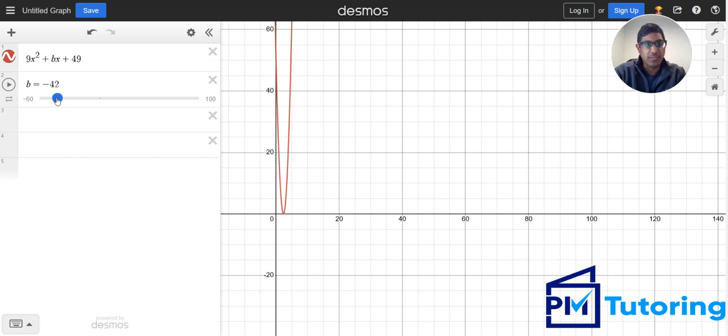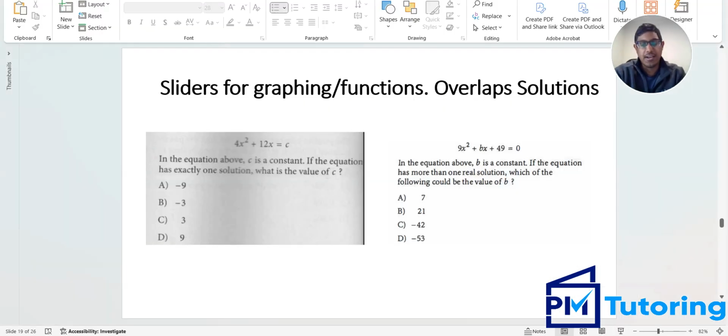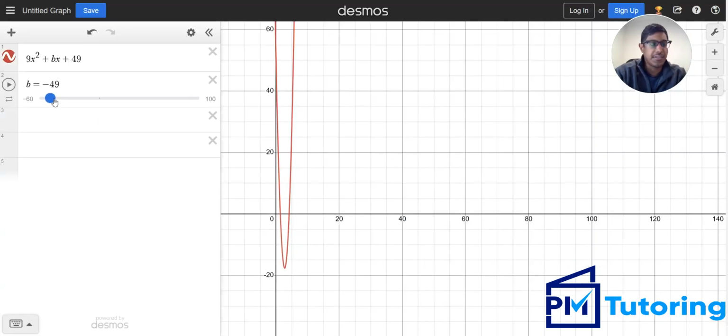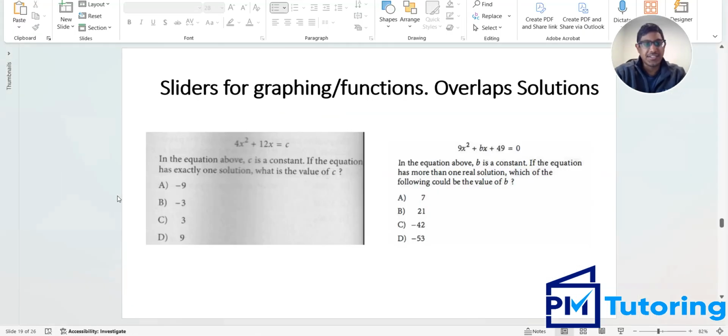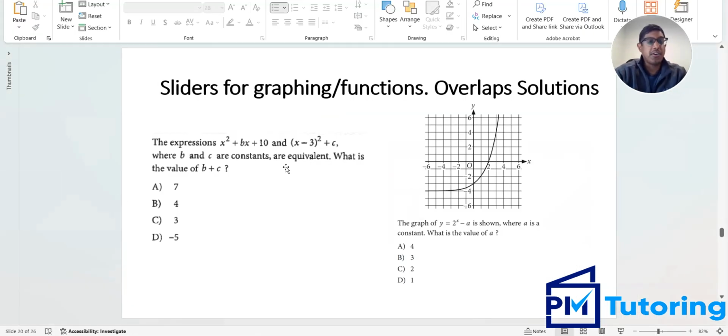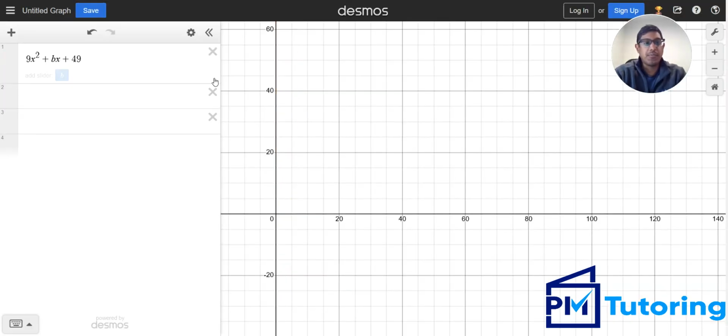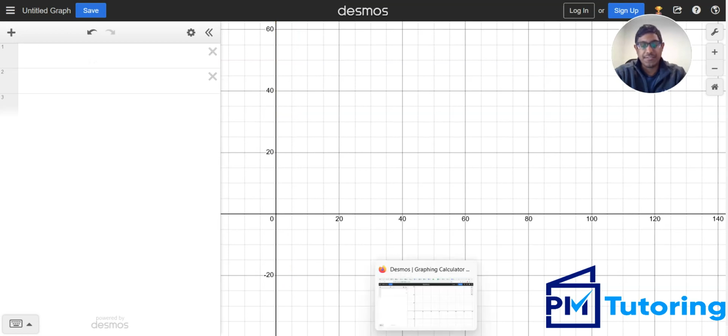So we know that more than one solution is going to be greater than, or more negative than 42. So we could see at 53. Yep, that definitely has more than one solution. Let's take it a step further. So we could have equivalent functions over here, x squared plus bx plus 10, and x minus 3 squared plus c. They're equivalent. So we could see what we have to do to make those graphs equal each other.